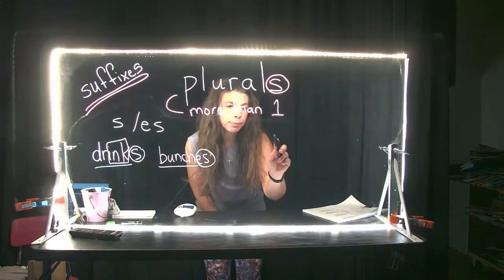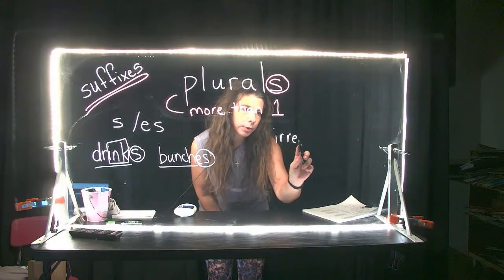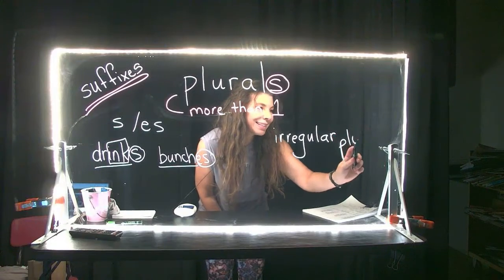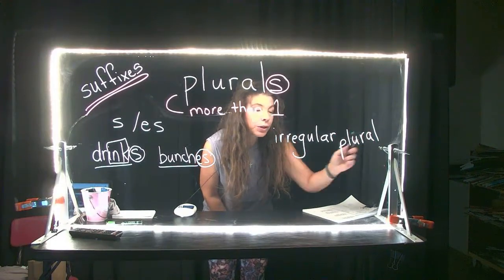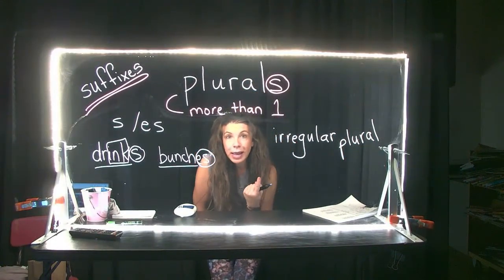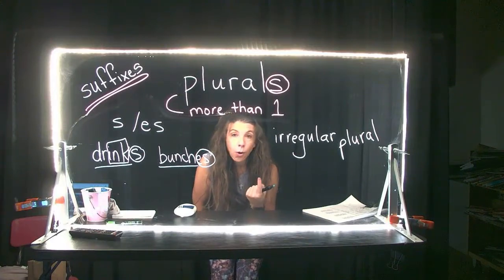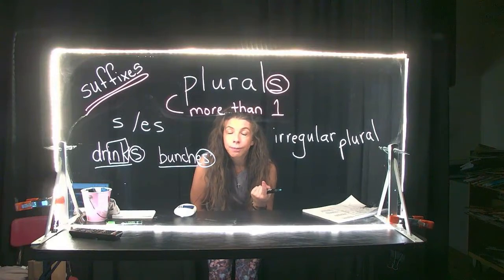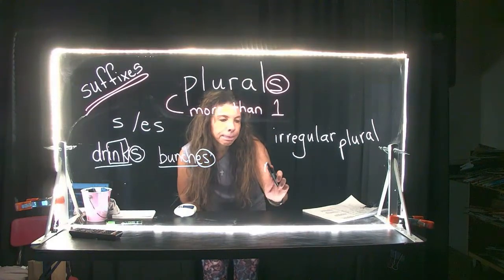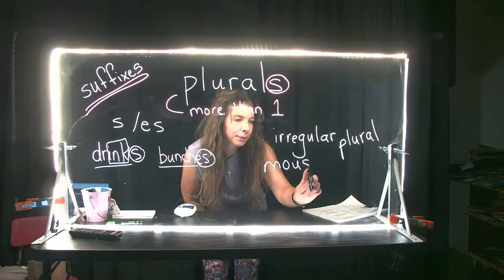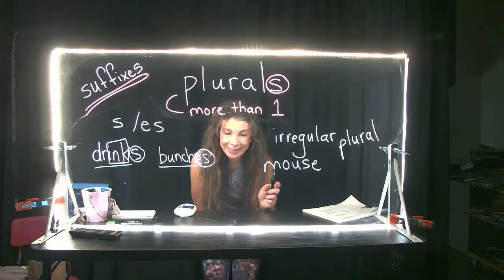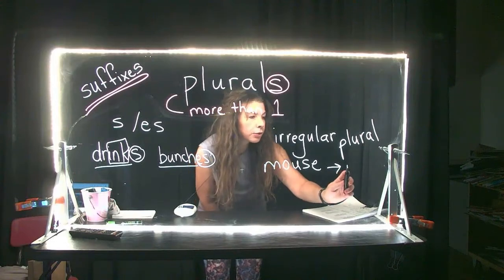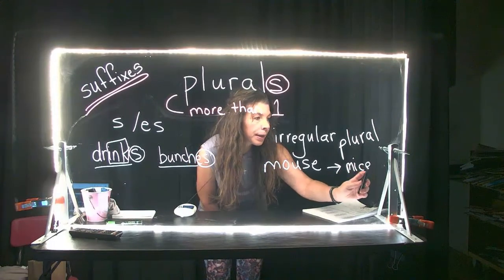There are certain nouns that are irregular plurals. So an irregular plural noun means that when you make a singular noun, one noun, more than one, either the whole spelling will change or the spelling might not change at all. So for example, mouse. I do not say mouses. Mouse actually, when you're talking about more than one mouse, turns into mice.